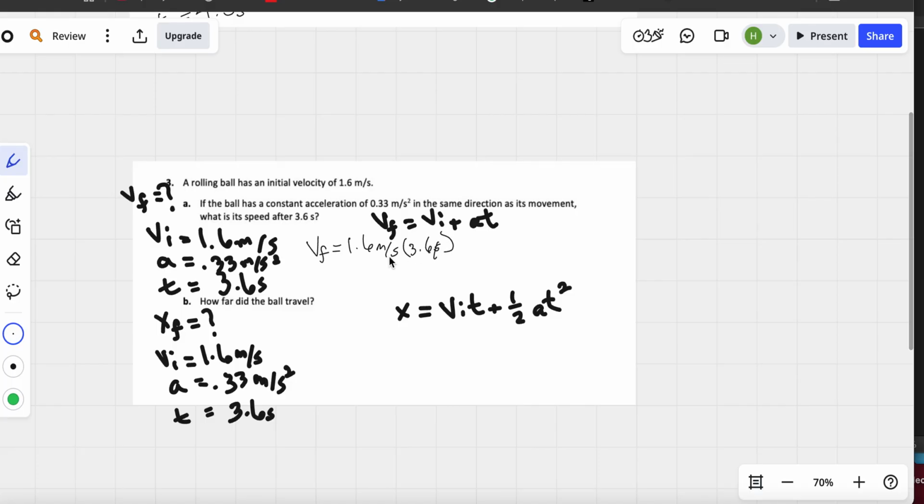We notice that the seconds on top cancel out with seconds on the bottom. We end up with meters plus AT, which is 0.33 meters a second squared. And we're going to multiply that by our 3.6 seconds.